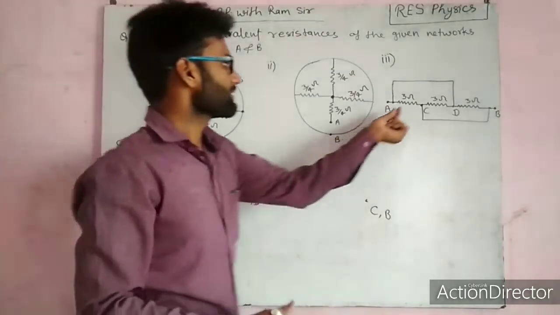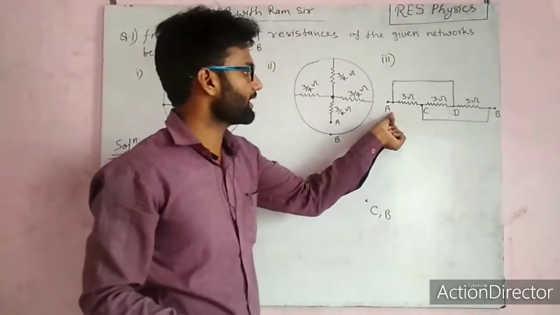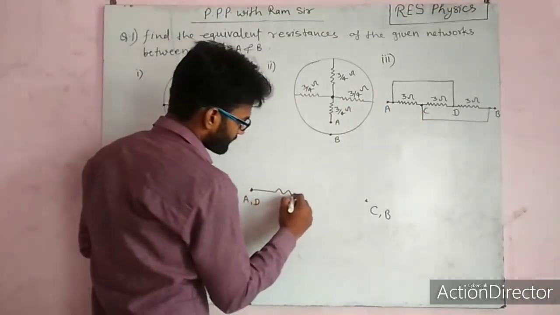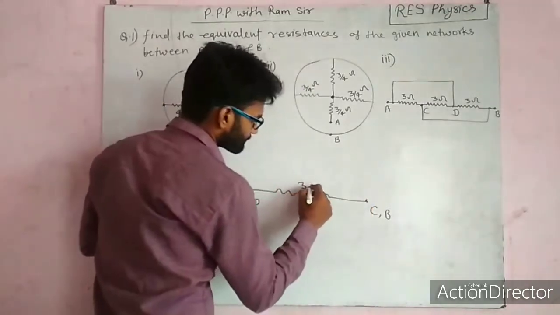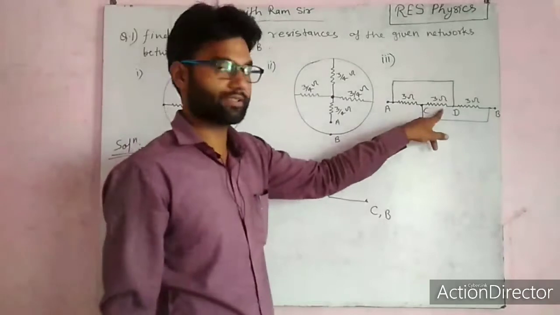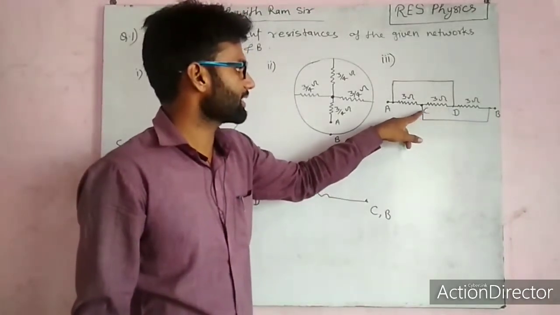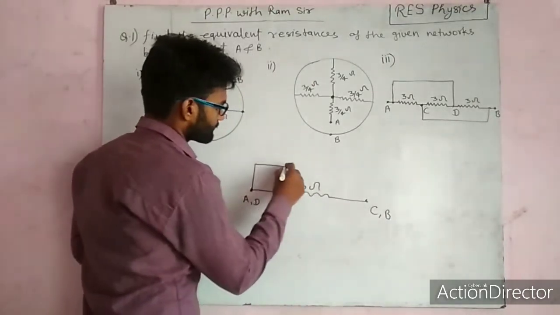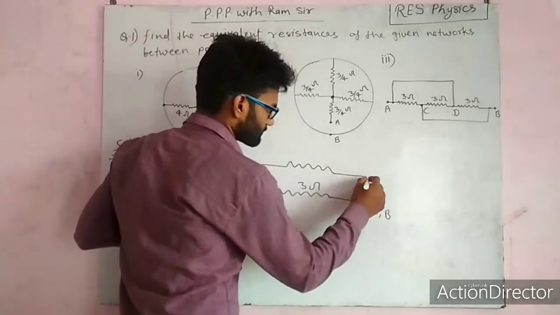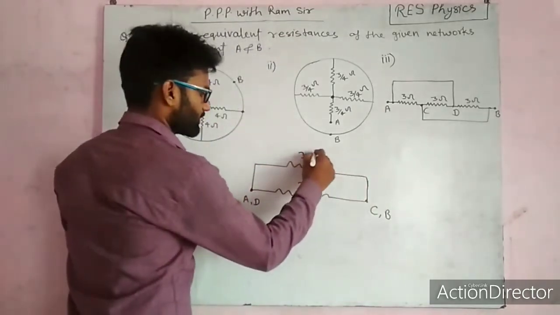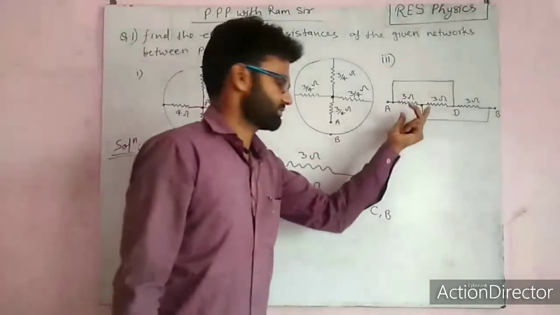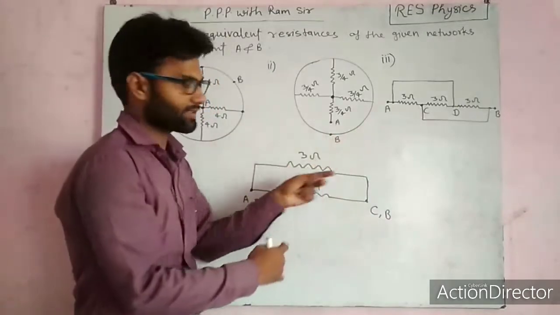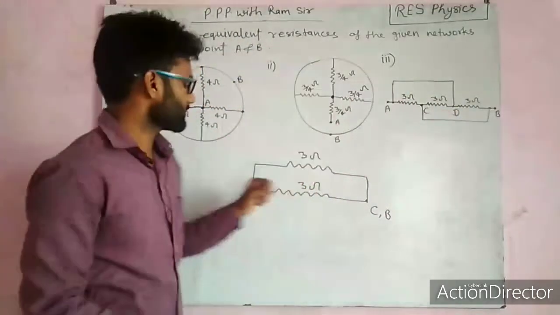Now just look at here, this 3 ohm resistance is connected between point A and C. Where is point A? Here, and C here. So 3 ohm resistance is connected between A and C. Now just look at this resistance. This 3 ohm resistance is connected between C and D. C point is here and D point is here, right? In resistance there is no effect of direction, you can reverse this resistance. So C and D, this 3 ohm is connected, right?